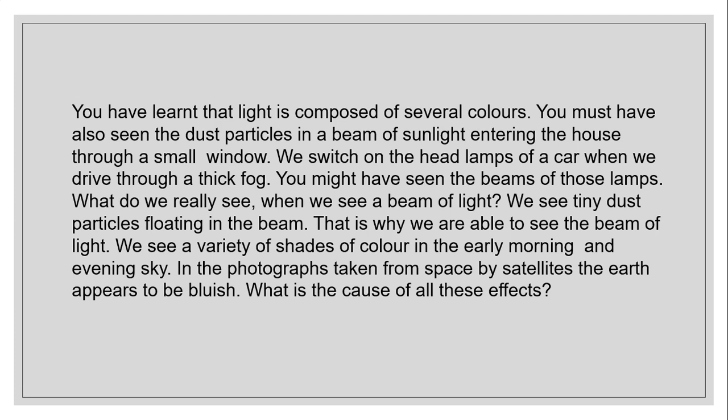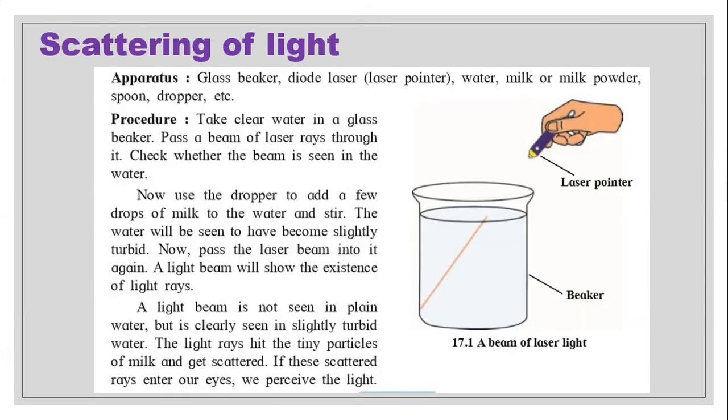We see a variety of shades of color in the early morning and evening sky. In the photographs taken from space by satellites, the earth appears to be bluish. What is the cause of all these effects? Have you ever wondered? The phenomenon is called scattering of light. Let us see what is scattering of light.